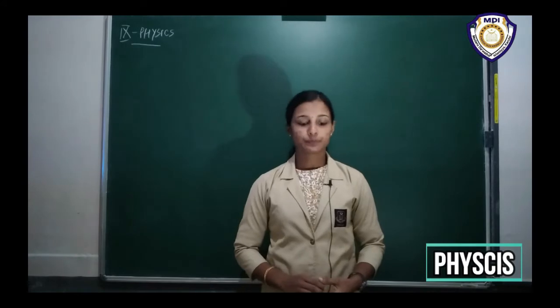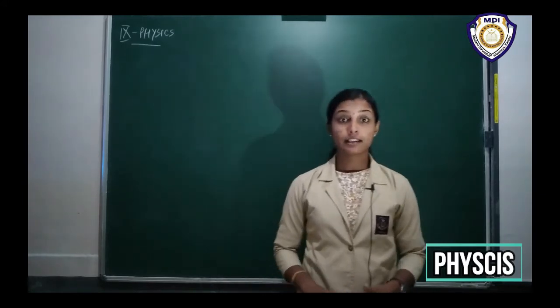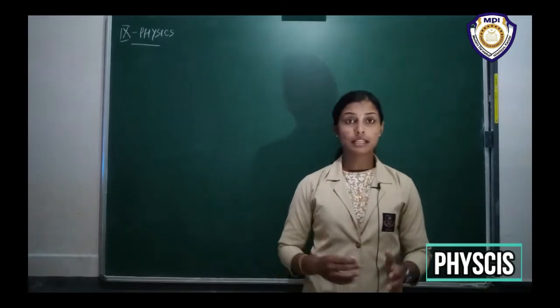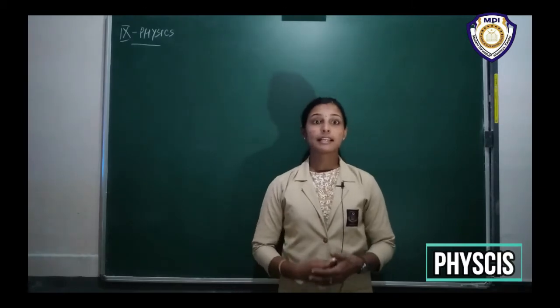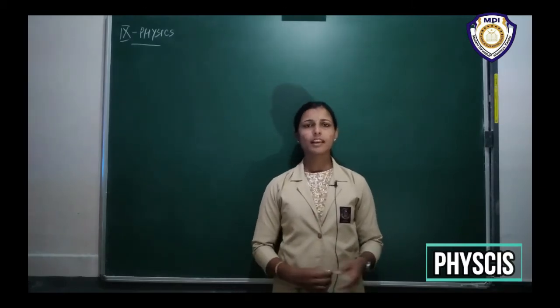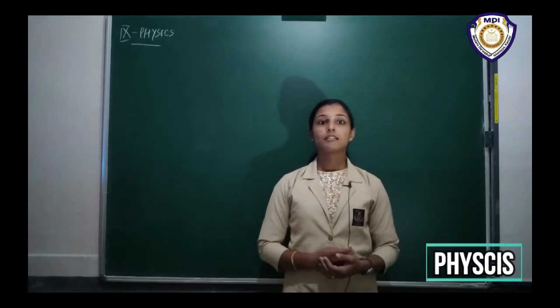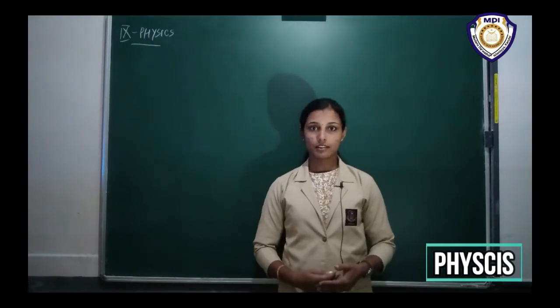Okay, so in the last class we discussed the universal gravitational law, and we derived it. Then we found a constant that is known as what? Universal gravitational constant G, right?